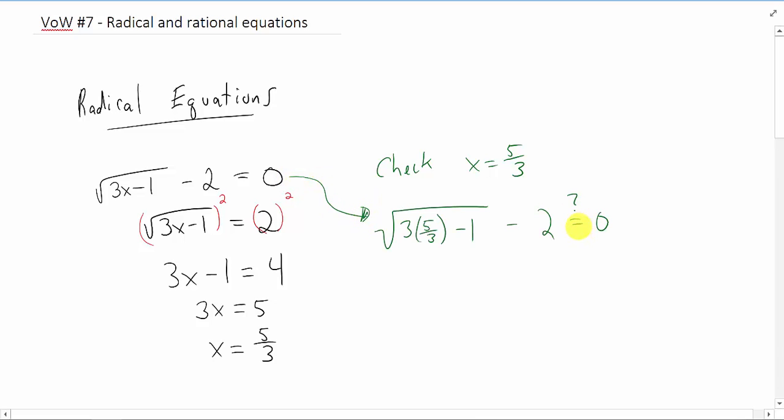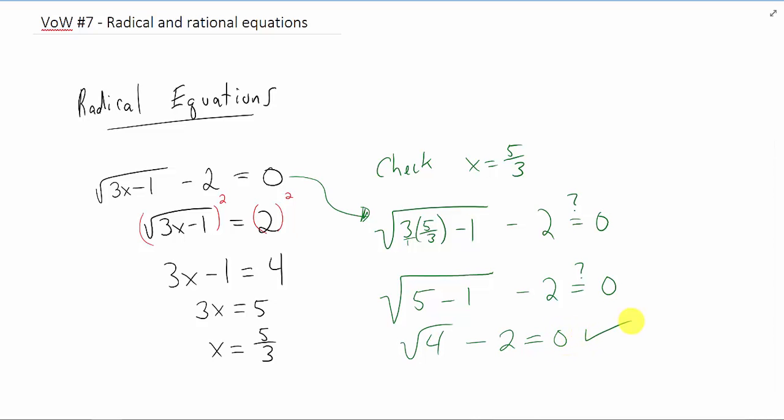I'll put a little question mark on the equal sign because that's what we're testing. Now 3 times 5/3, a lot of people will think of 3 as 3 over 1. The 3's will cancel, leaving just a 5 minus 1. And it's becoming clear that this is in fact going to work as a solution because the square root of 4 minus 2 does equal 0. So what that means is the one possible solution that we got is an actual solution. I'll box it up and that's our answer.